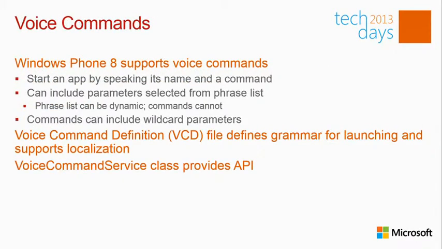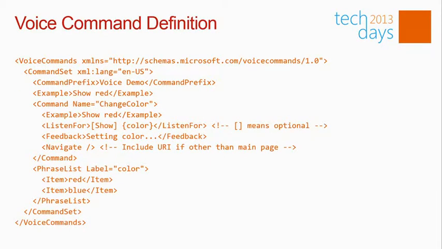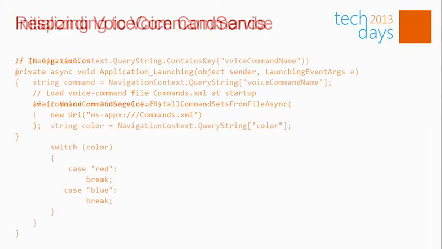In terms of voice commands, that is, allowing your app not only to be launched by voice, but passing voice parameters in as well, it begins with something called a VCD, a voice command definition file. Now, I don't have time to go through all the grammar here, but basically, you're defining here in a simple XML file all the different commands that your application supports. Then, over in app.xaml.cs, when the app starts up, you call this new static method in the new voice command service class, the method being install command sets from file async, and pass it that VCD file that you saw in the previous slide or one like it.